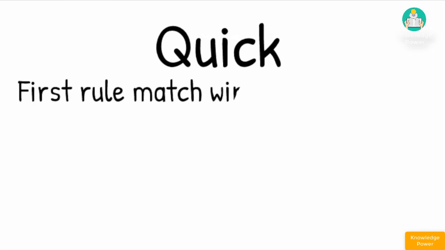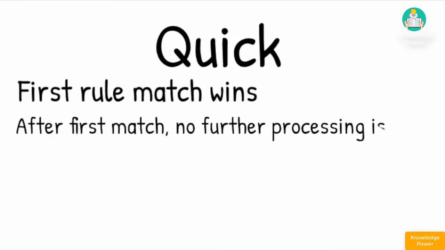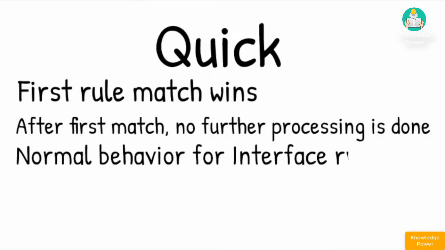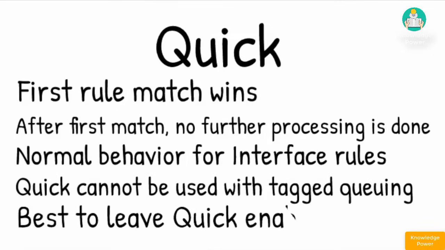When Quick is enabled for rules on your firewall, processing stops after the first match to a rule is hit. This is the normal default behavior for interface rules. On floating rules, you have the option of disabling Quick processing. With Quick disabled, the last matching rule that's hit wins. Quick cannot be used with tagged queuing when managed with floating rules. Unless you have a very good reason for disabling it, Quick should be kept enabled.